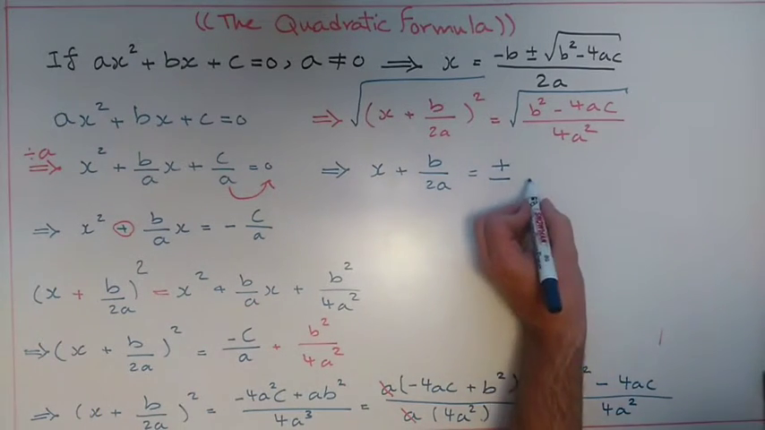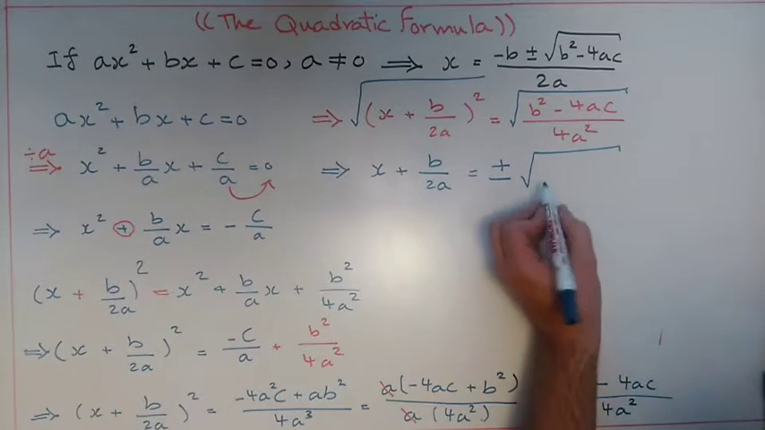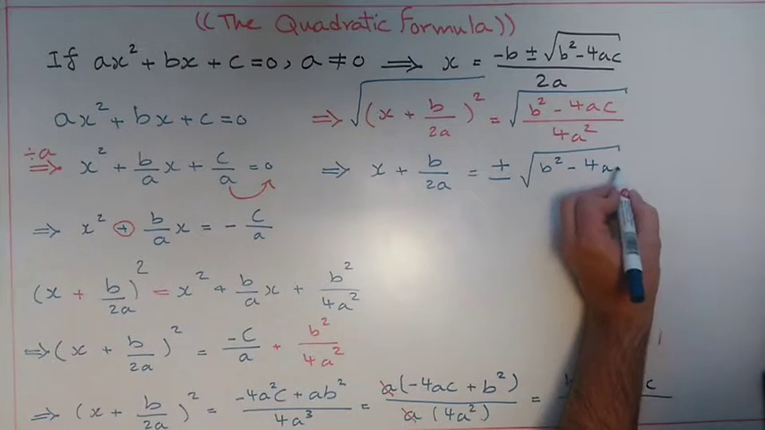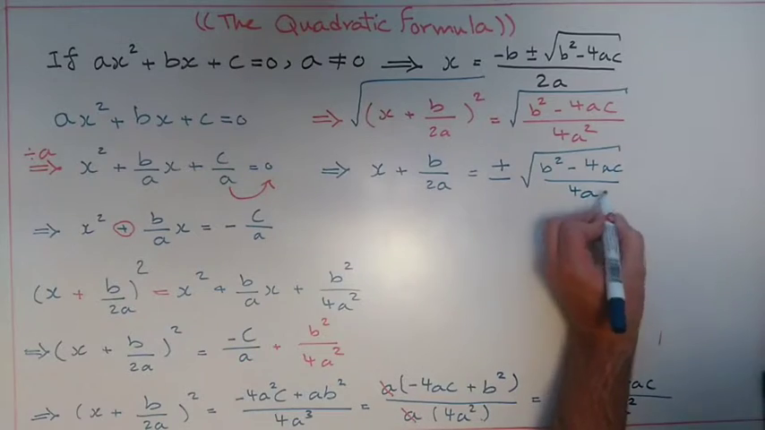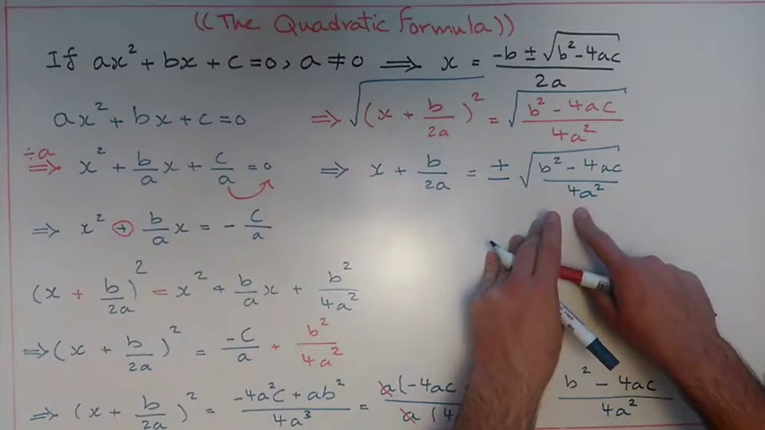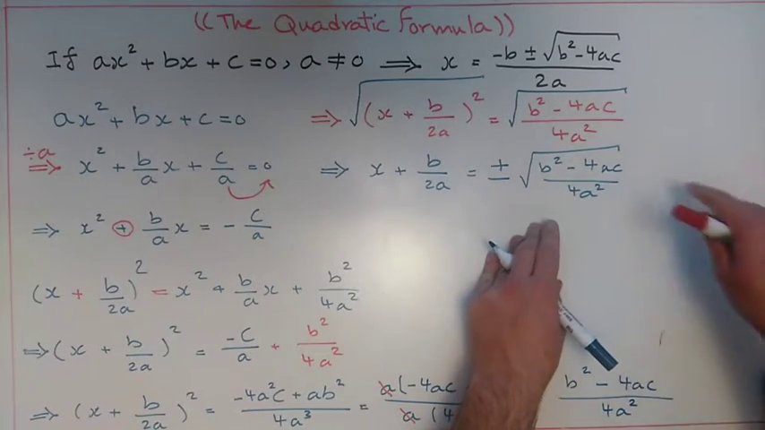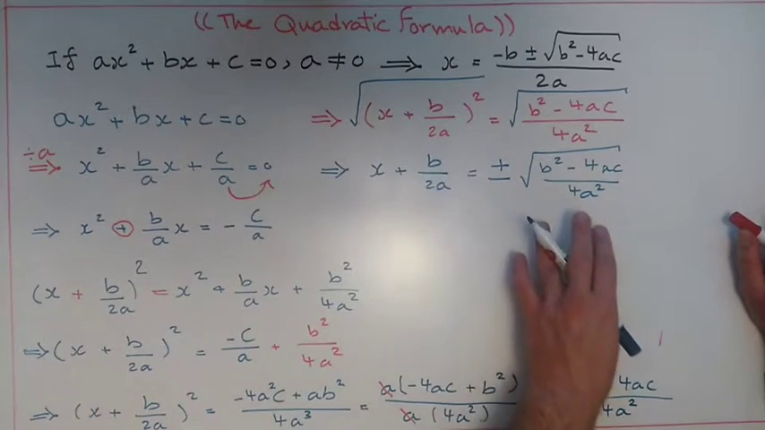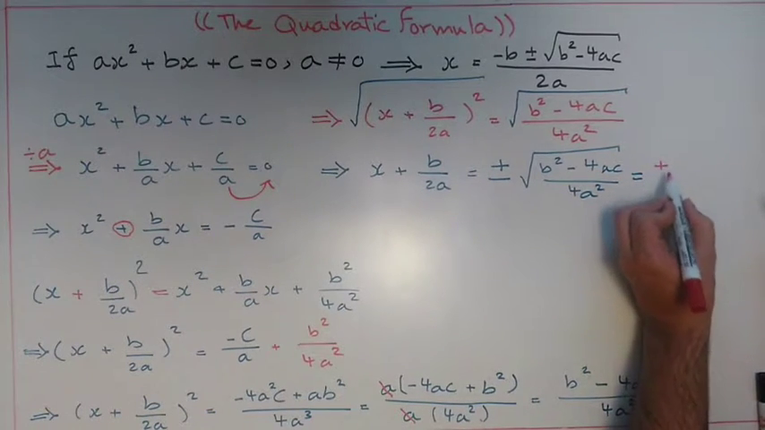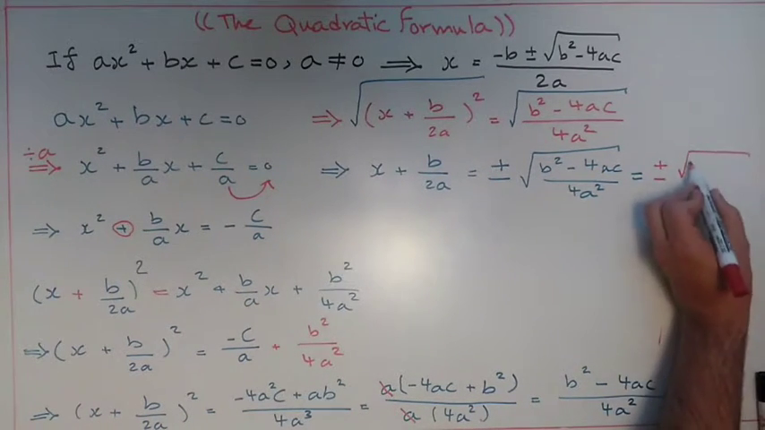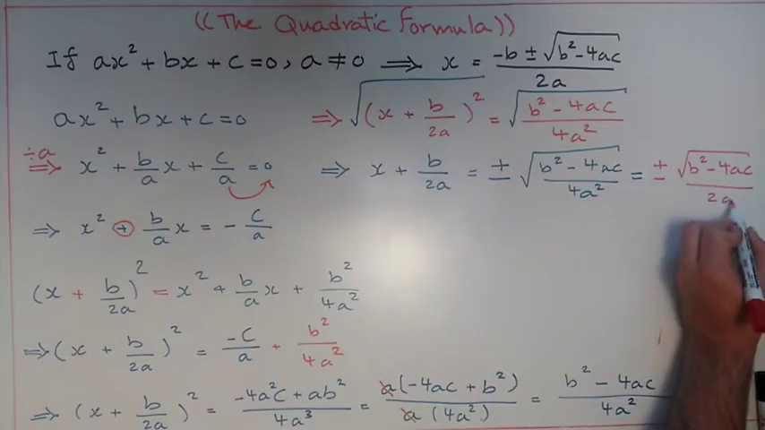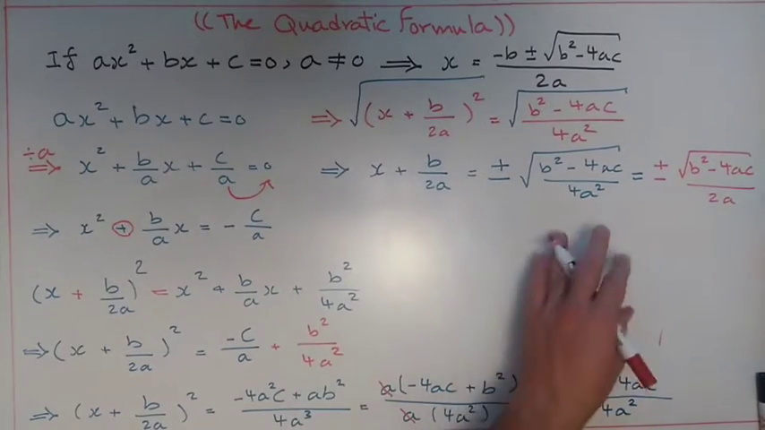Okay, positive or negative square root of b squared minus 4ac over 4a squared. Now, I can take this 4a squared out of this square root sign. It will equal 2a. Therefore, it equals positive or negative the square root of b squared minus 4ac over 2a. Now, this is way better.